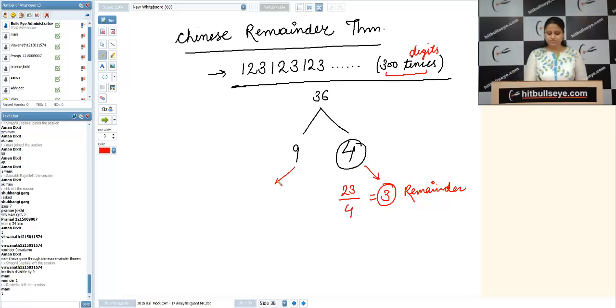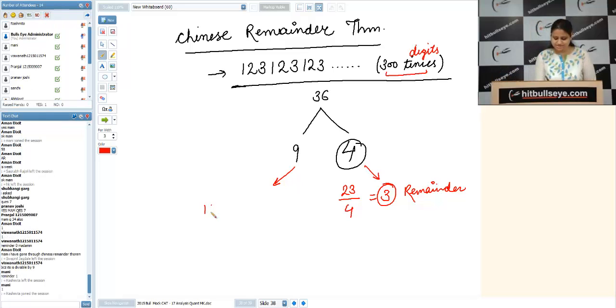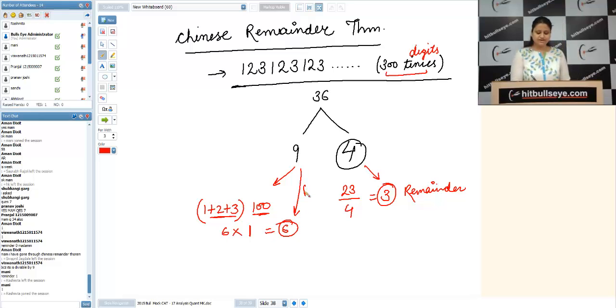Now coming to divisibility rule of 9. What is divisibility rule of 9? Sum of digits, that should be divisible by 9. So what is the sum of digit here? See, we are getting 123, so on up to 300 digits. It means every digit is written 100 times. So I am taking 1 plus 2 plus 3, 100 times. What is this? This is 6 into, what is 100 SOD? That is 1, sum of digit. So I am taking 6. So what is the remainder when the number is divided by 9? I am getting a 6 here.